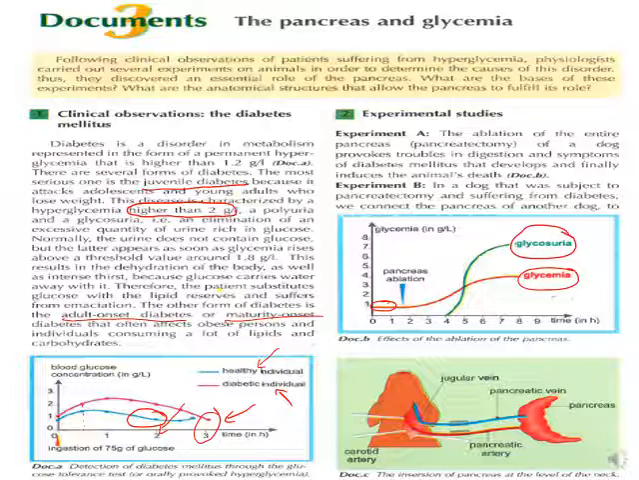These results indicate that the pancreas has 2 roles. One of them is related to digestion, and the other one is related to glycemia. It has a hypoglycemic role. It decreases the level of glycemia and it prevents the glycosuria, which is a symptom of diabetes.